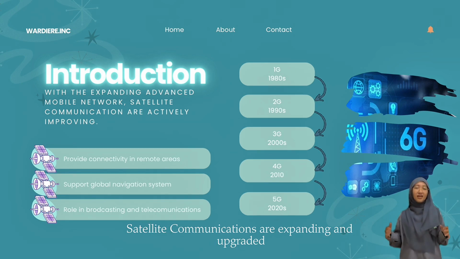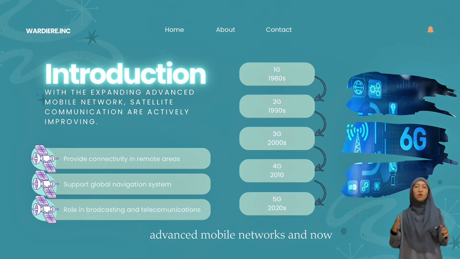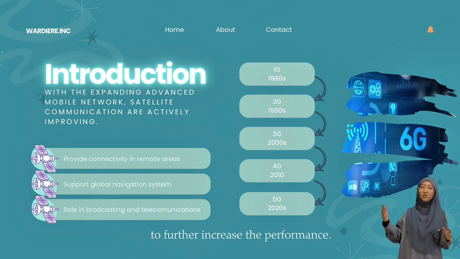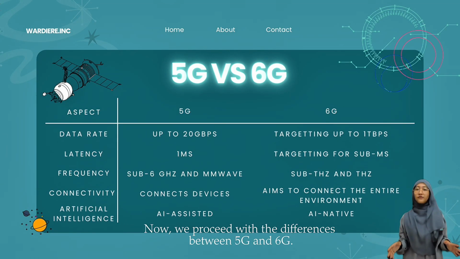Satellite communications are expanding and being upgraded, aligning with the introduction of new advanced mobile networks. And now a 6G satellite is in the making globally to further increase the performance. Now we proceed with the differences between 5G and 6G.